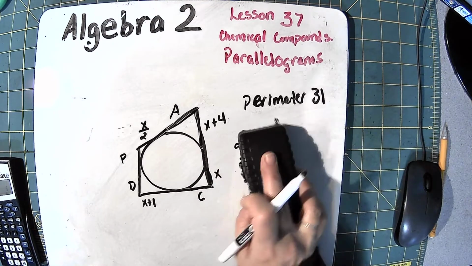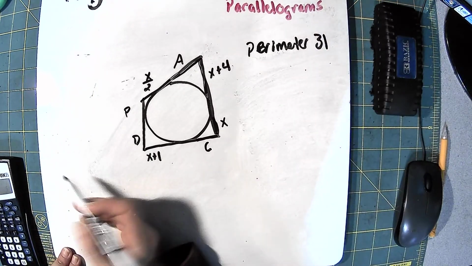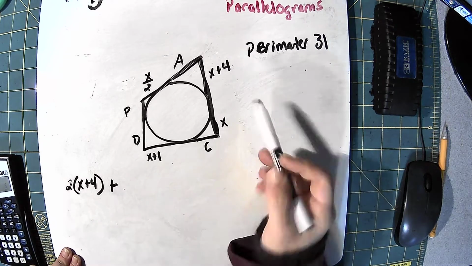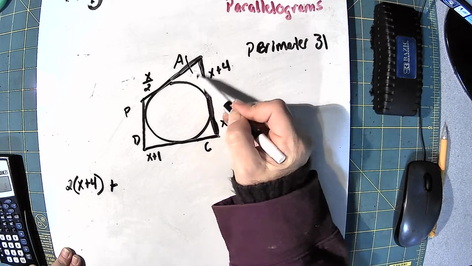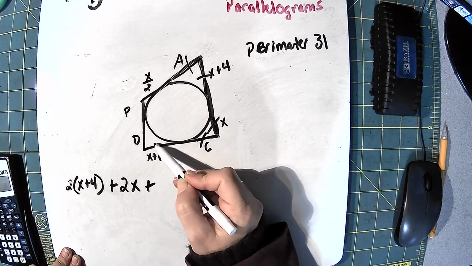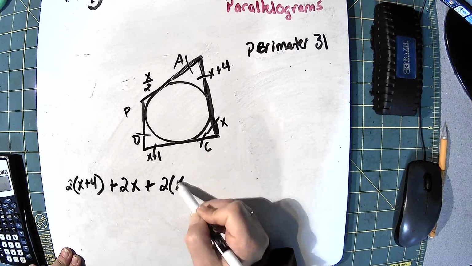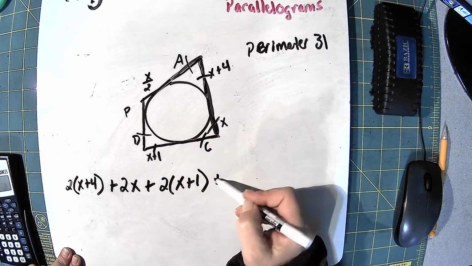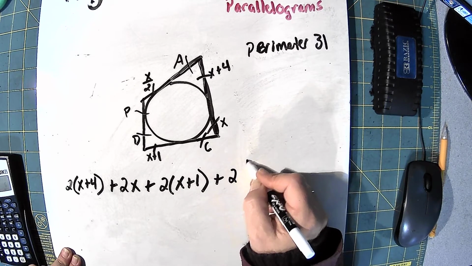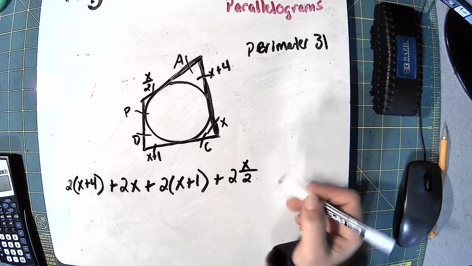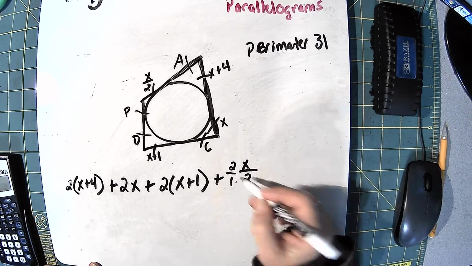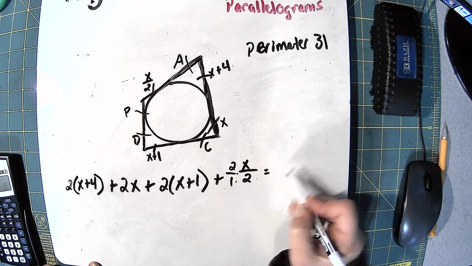I need more room than that though. I'm going to have to move this up so we can write down here. So we're going to say 2 times X plus 4 plus, come around this side, so we've got those, 2x plus 2 times x plus 1 plus 2 times x over 2, so that'll be 2 x over 2 right there. And this one is pretty easy. We could say that's 2 over 1 right there. And all that's going to equal 31.